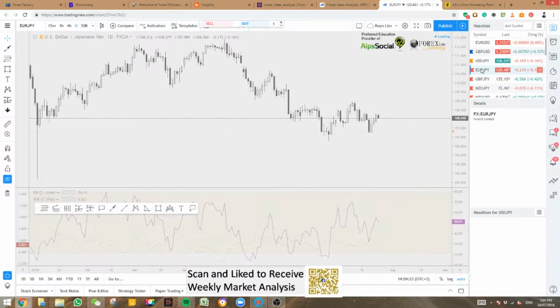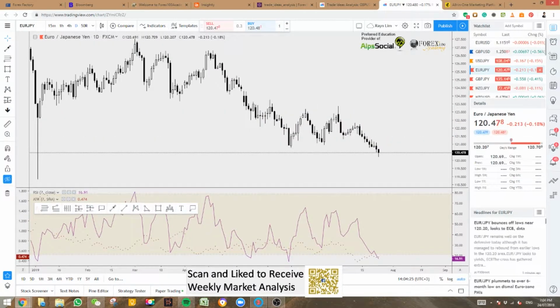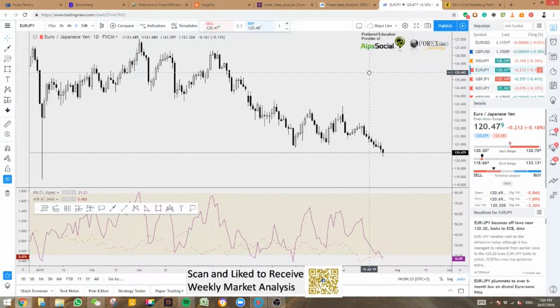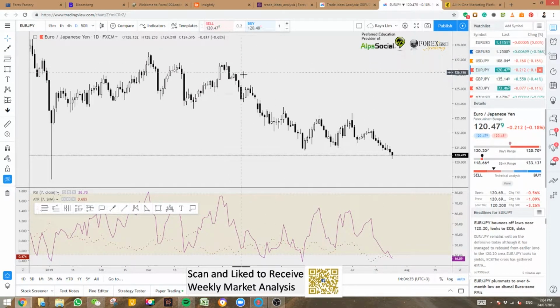Euro yen. Okay, great. Euro yen on the daily chart. Interesting. Market had a downtrend movement, then went to consolidation. When I was very new, when I saw consolidation, I would go straight into a counter trend move. I see consolidation, I'll buy.